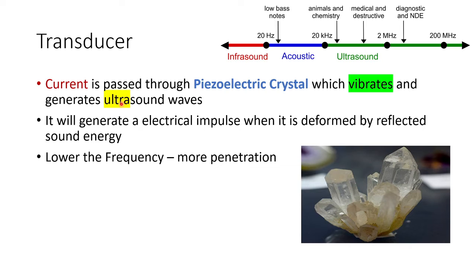and transformed into images. The transformation, which we call a fast Fourier transformation, is a very complicated procedure, the details of which we don't go into now. The transducer will generate an electrical impulse when it is deformed by the reflected sound waves. That is, the reflected sound waves generate an electrical impulse, and this electrical impulse is converted into an image.